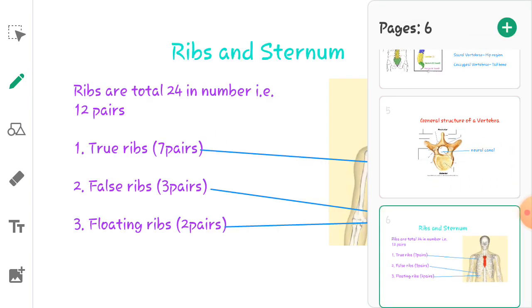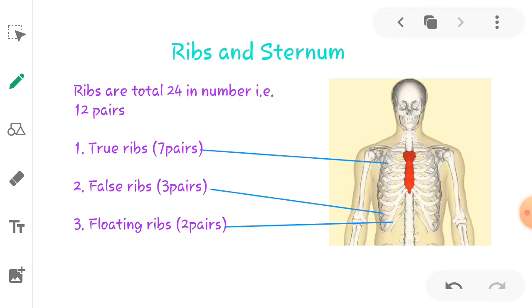Next we have ribs and sternum. In human body, only one sternum is present, and it is also known as breastbone. As you can see, it is present in the chest area. It is having a dagger shape. Its main function is to attach the ribs from the front of the body. Let's move to the ribs. In human body, there are total 24 ribs, and these are present in pairs.